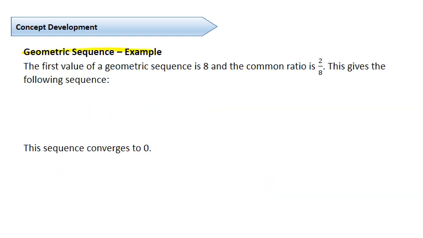Okay, just a quick example involving a convergent series. If the first value of a geometric sequence is 8 and the common ratio is 2/8, that means that we are multiplying each term by the ratio 2/8, and we get the following sequence. We start with our first term 8, multiplying by 2/8 each time. We get 8, 2, 1/2, 1/8, and then 1/32. What you should notice is that if we kept this sequence going for long enough, it will converge to 0.